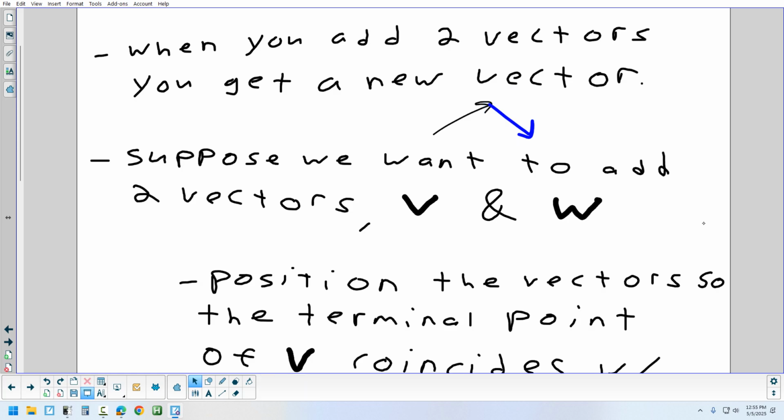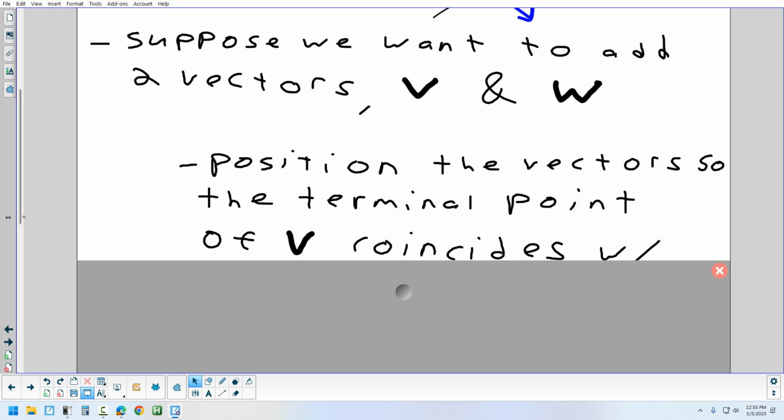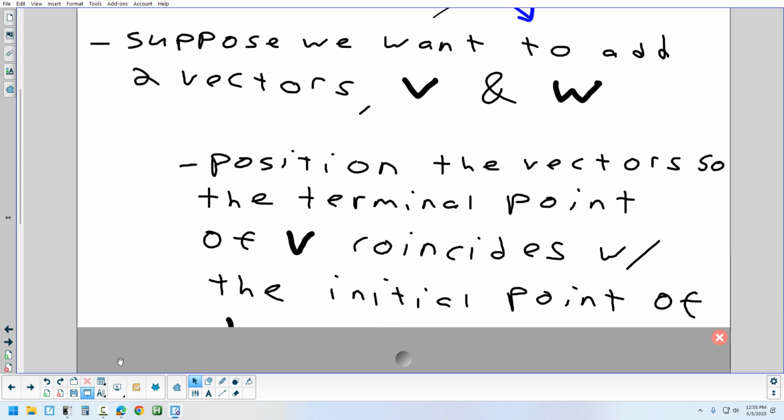But what if you had done it the other way? We'll talk about that in a minute. Is it different or would it be the same? It ends up being the same. The other way you could line them up would be like this. That's the only other way you could do it, but it still would come out the same. So you position them so the end of one lines up with the beginning of the next.